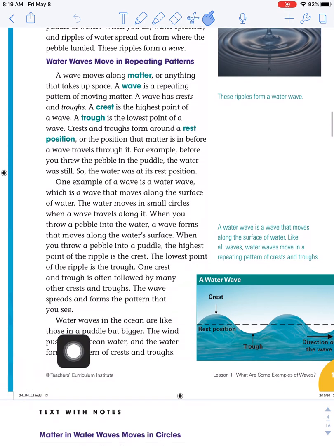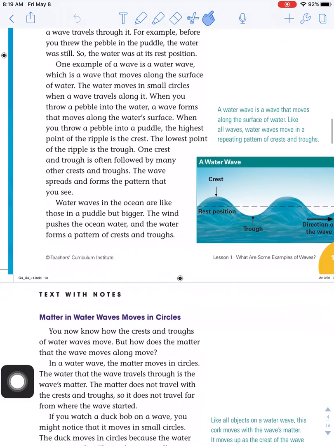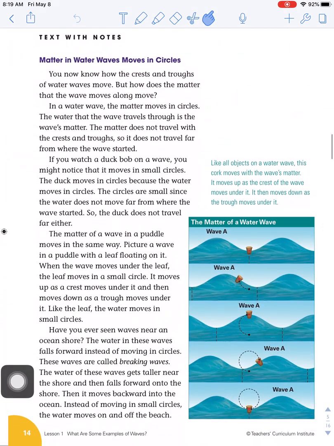So remember, it says that water moves in a circle when it's a water wave. Matter in water waves moves in circles. So here's where we're going to get more information about that. You now know how the crests and troughs of water waves move, but how does the matter that the waves move along move? In a water wave, the matter moves in circles.